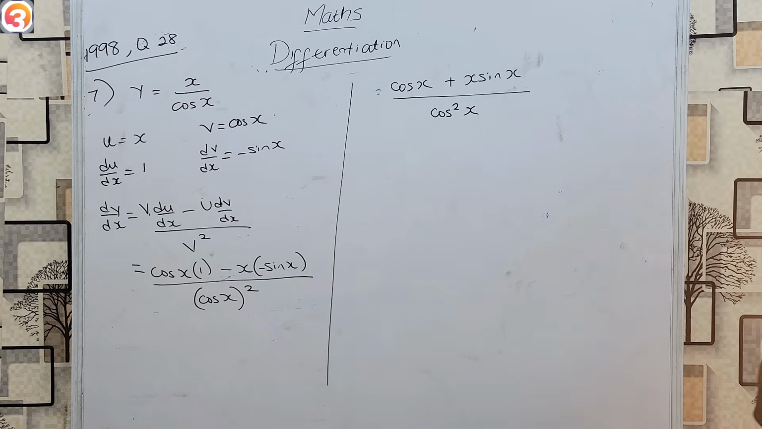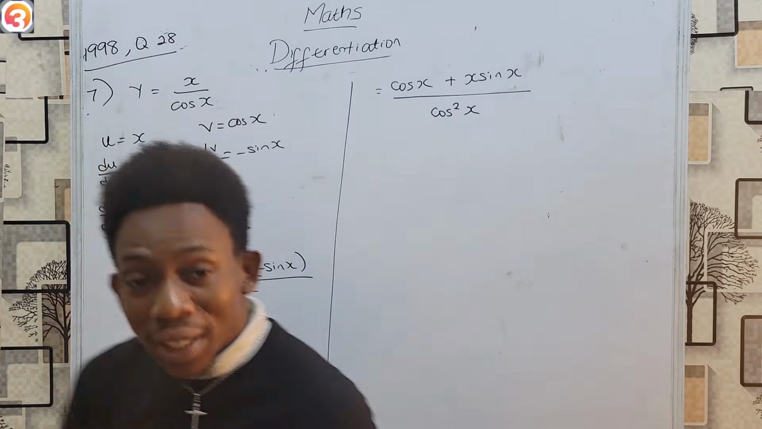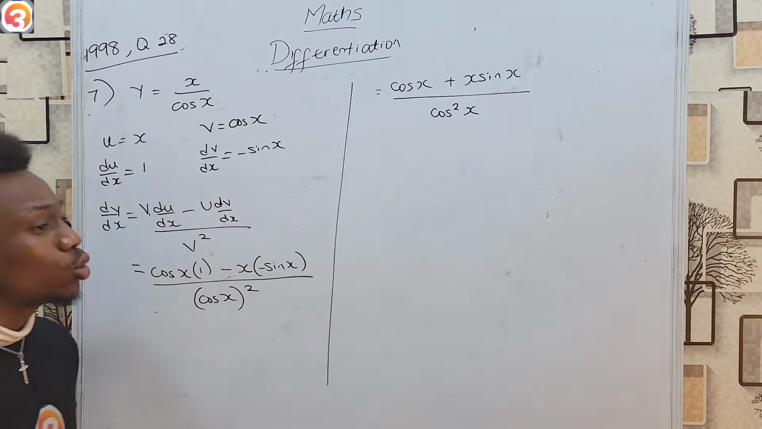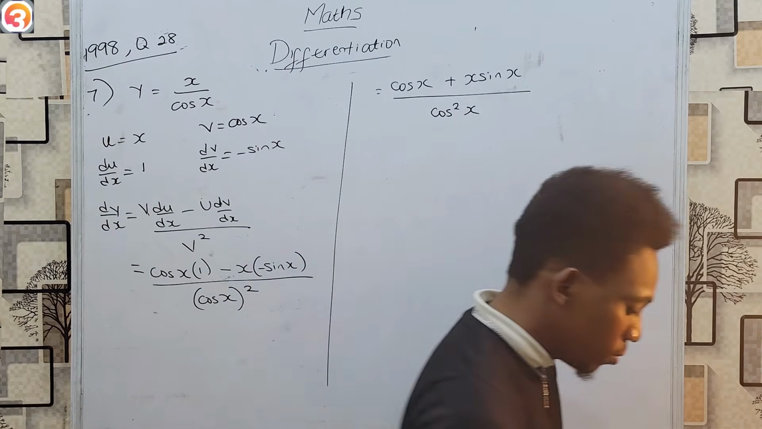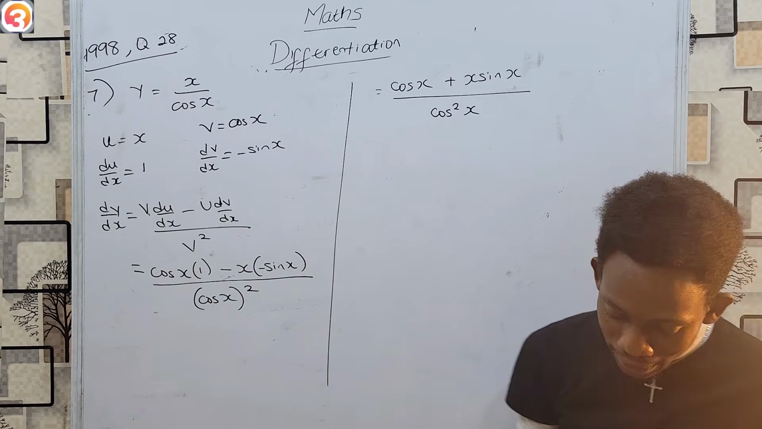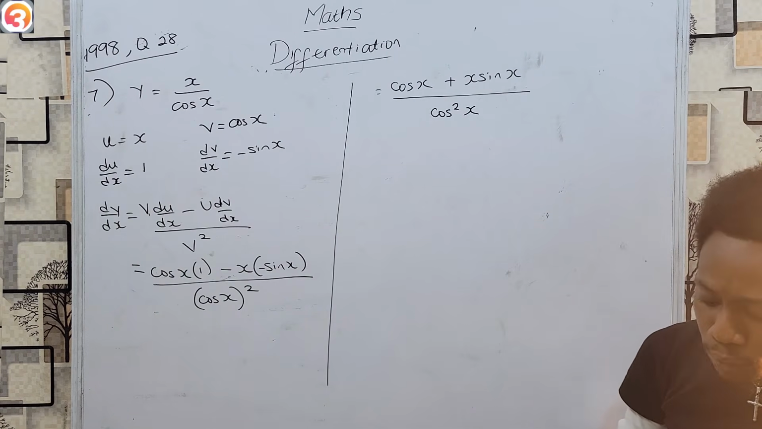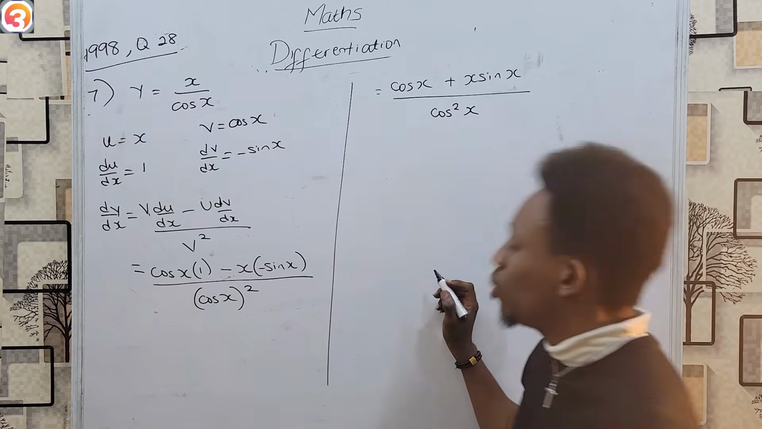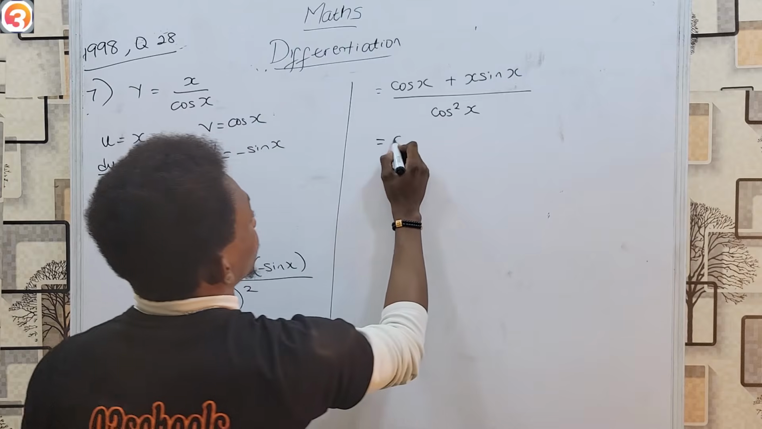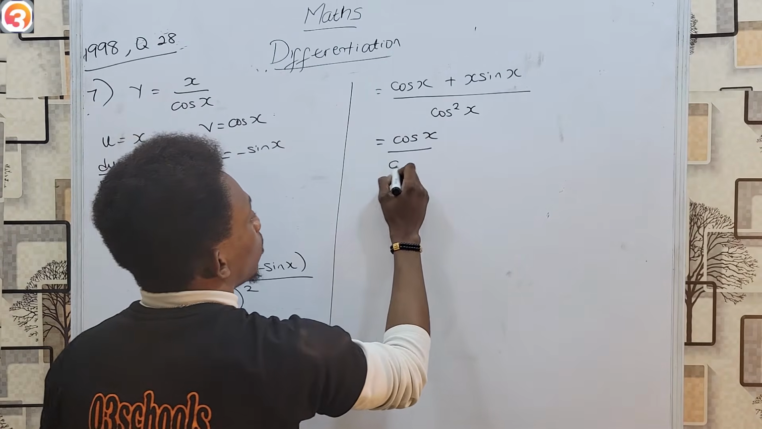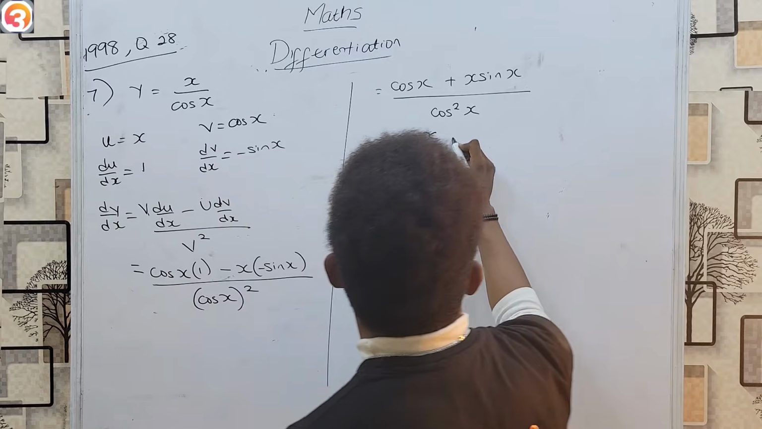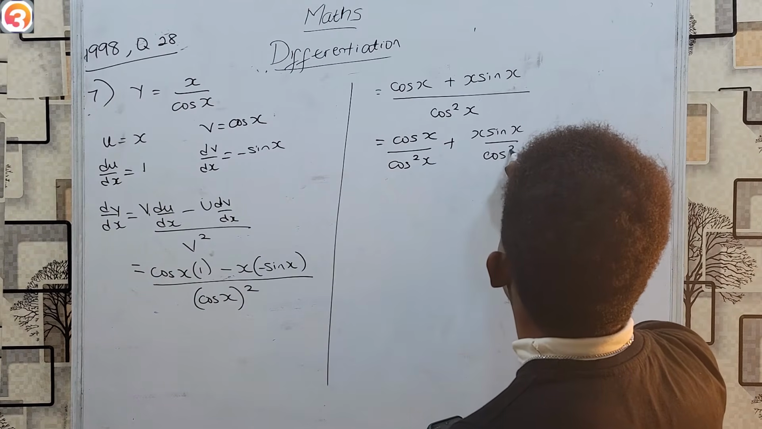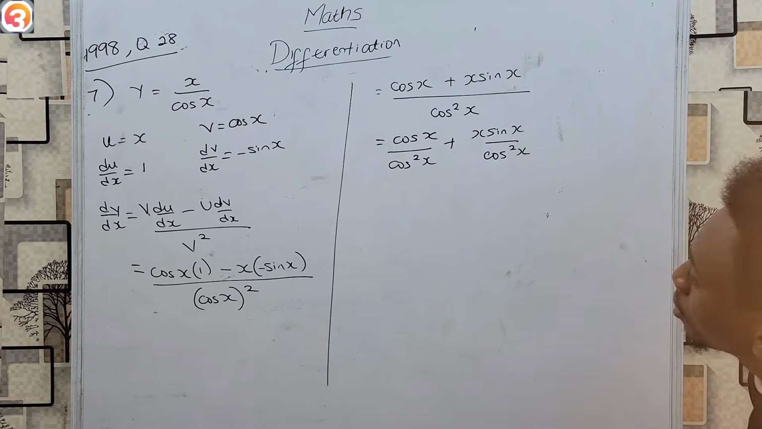Now, normally we would say we are done. But when you check your options, this is definitely not there. That means you have to do a further bit of manipulation. How do you know how to start manipulation? Simply look at your question. In my question right now, none of them have a denominator. And the only way for me to remove my denominator is to separate them, meaning I'll be having cos x over cos squared x plus x sine x over cos squared x.